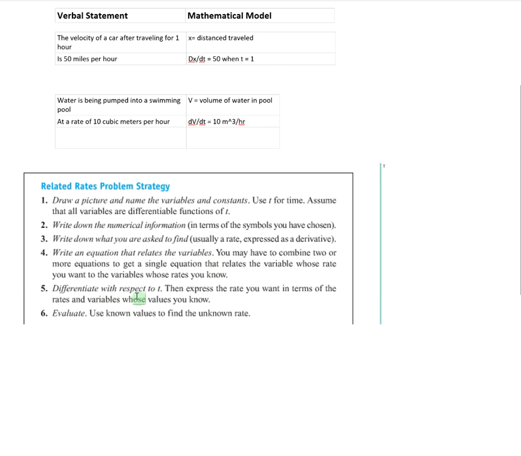Then differentiate with implicit differentiation with respect to t. So you'll differentiate every term with respect to t. If it's an x term, you'll have a dx/dt attached. If it's a y, it'll be a dy/dt. If it's the area, it might be dA/dt. So that's how that will go. And then you'll evaluate to find the unknown rate. So that's really the notes for this. Let's go look at our problem set.